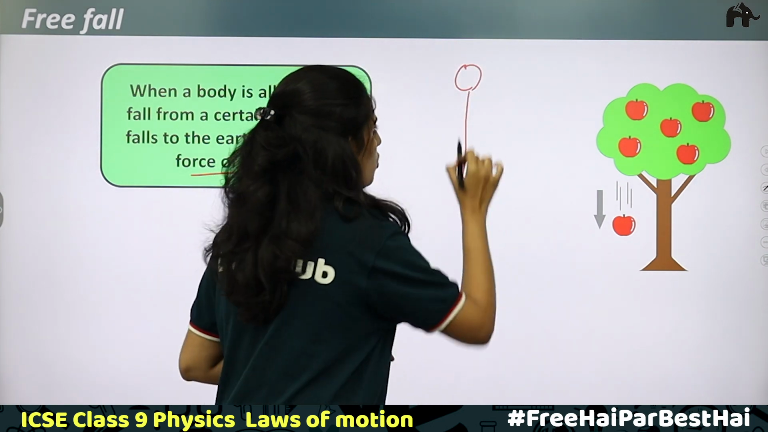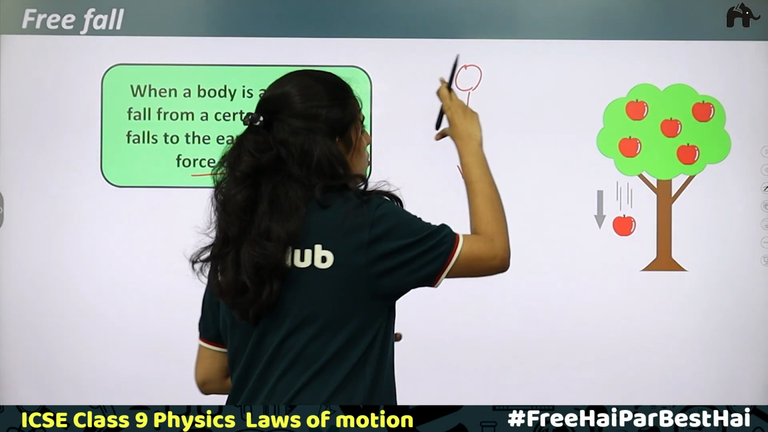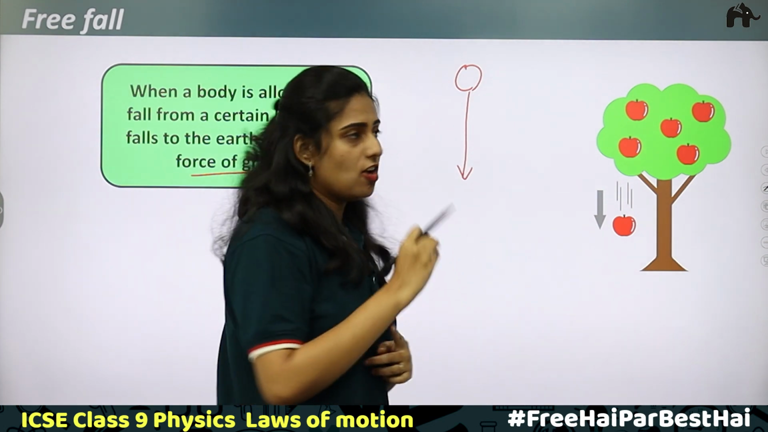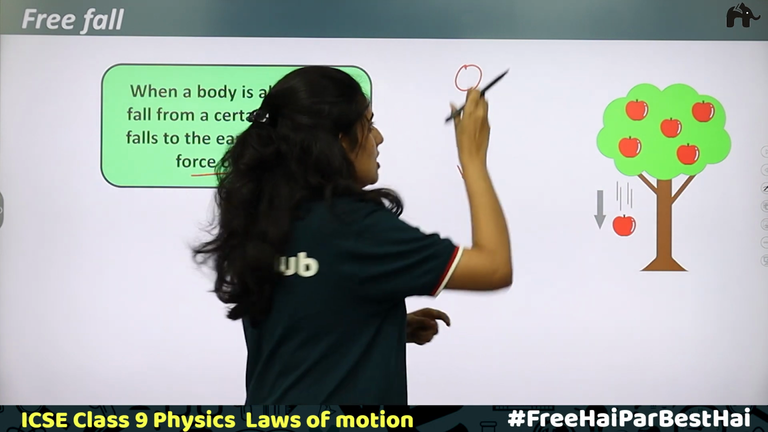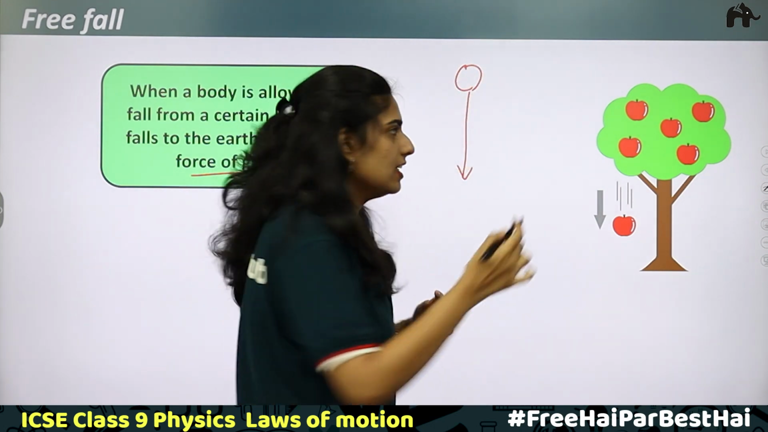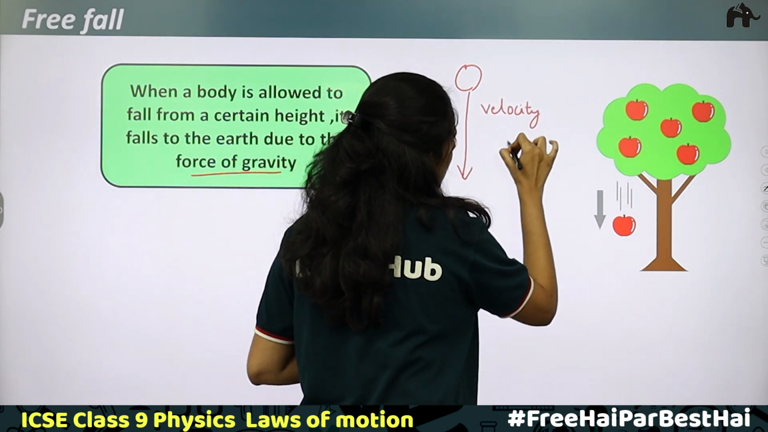Here you can see what happens to the velocity. It is getting displaced. The rate of change of displacement we call velocity. Here, what happens to velocity? Initial velocity will be 0. Final velocity will have a value, that is, velocity is increasing. Velocity increases.